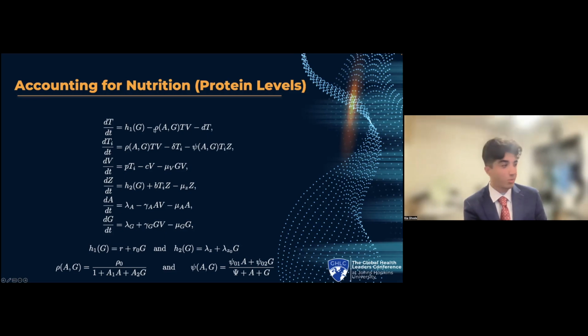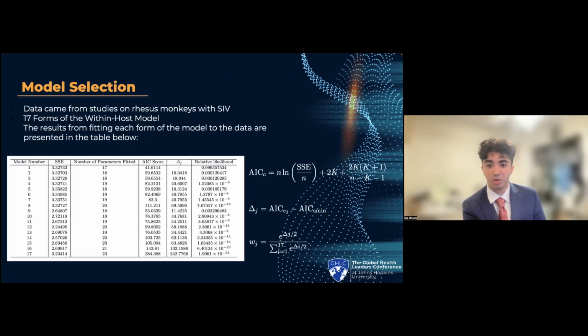Now, this is my general model. So the parameters of this model, if we look at this first formula, we have H1 of G, which is based on this formula. If we set one of these parameters as 0, we can come up with different forms of this general model. So that's exactly what we did. I came up with 17 different iterations of this model, and then we fit this model to a data set to find which model best represented the relationship between HIV and nutrition.